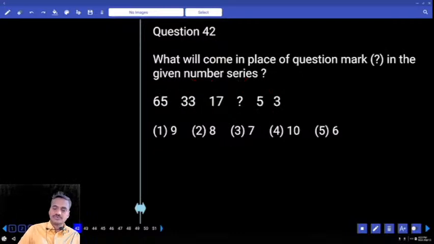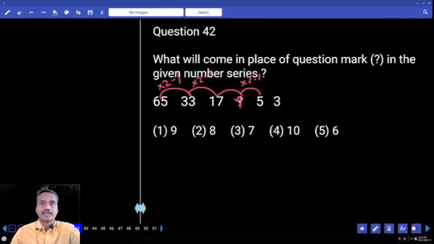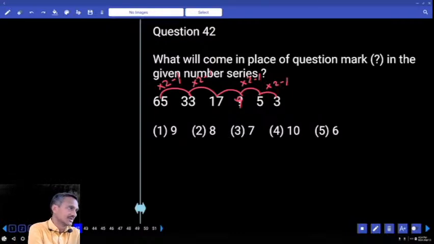Now in this 42, numbers are in the decreasing order, hence we need to start in the reverse order. 33 and 65, into 2, 66 minus 1. 17 into 2, 34 minus 1. And 5 into 2, 10 minus 1. What is the number we have? 9. 9 into 2, 18 minus 1. Now 3 into 2, 6 minus 1. Now in the reverse order, into 2 minus 1, into 2 minus 1, and so on. And the missing number is 9, choice 1, 42.